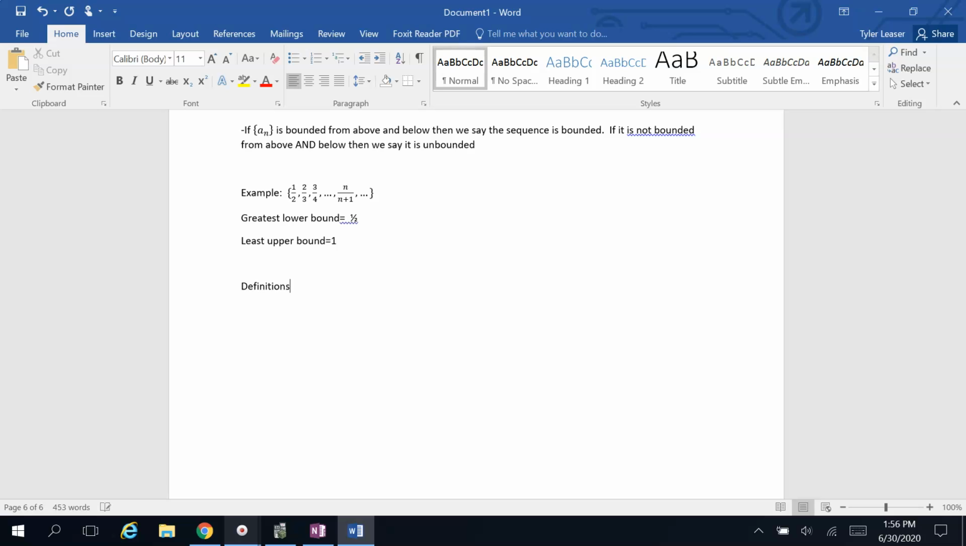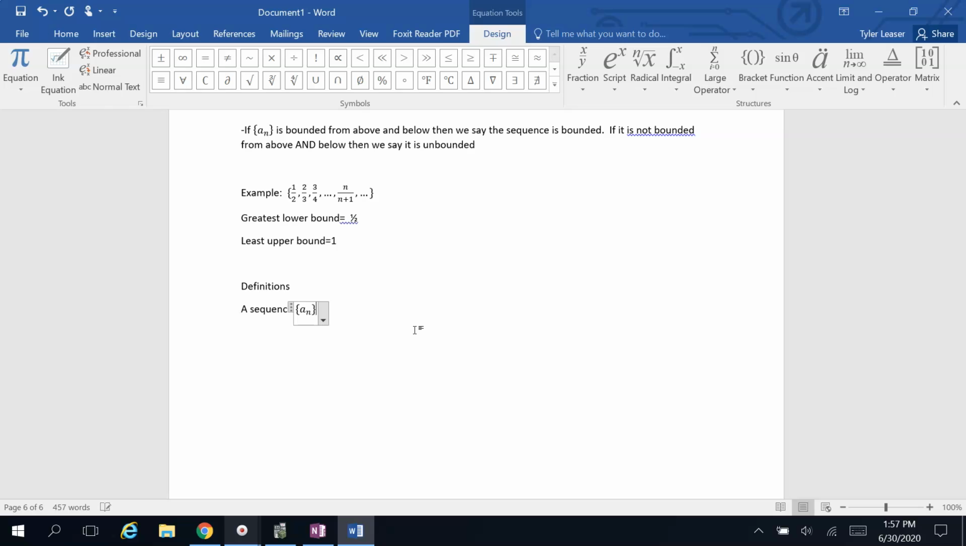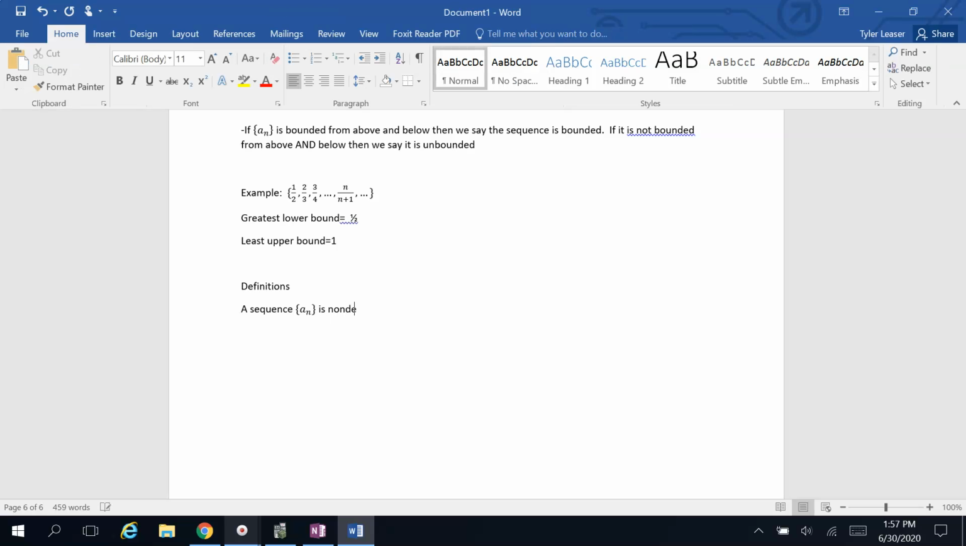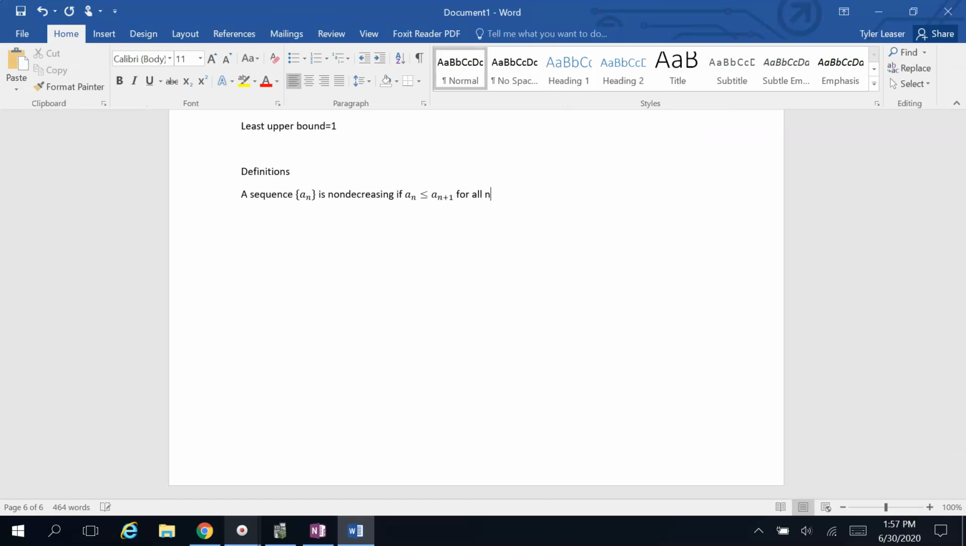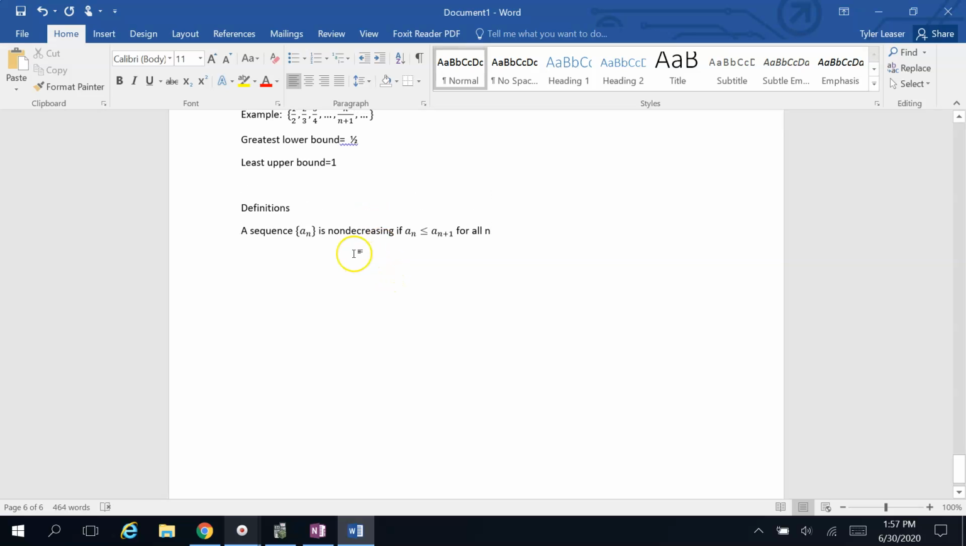More definitions. We're almost done, I promise, with section 1. So a sequence A sub n is what we call non-decreasing if A sub n is always less than or equal to A sub n plus 1 for all n. I know that this verbiage here is kind of strange, but it's just what we have. Non-decreasing means that it's either constant or it's increasing.